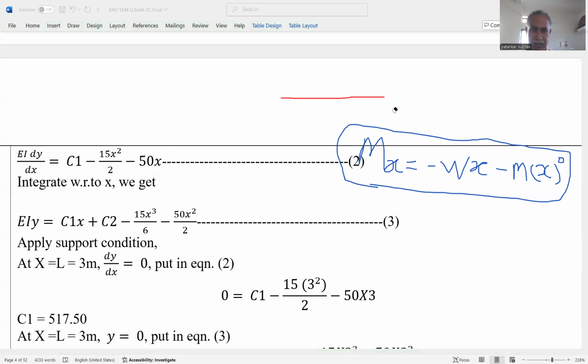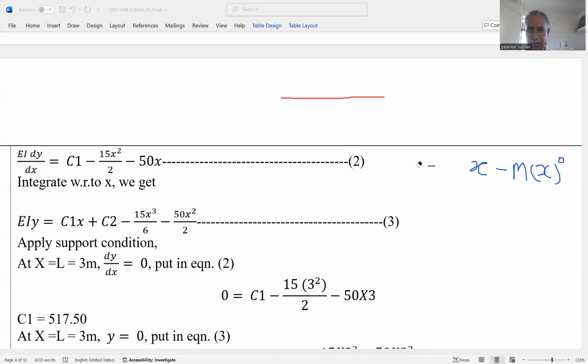Then we integrate again. After integration, dy/dx is converted into y, and that's why EI y = C1 x + C2, the another constant of integration, minus 15 x², which is converted into x³/(3 x 2), that gives 6, minus 50 times x²/2. After integration, we get this equation. This equation indicates the deflection equation. Equation number 2 is related with the slope, and equation number 3 is related with the deflection.